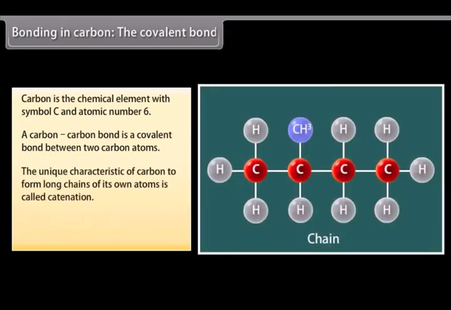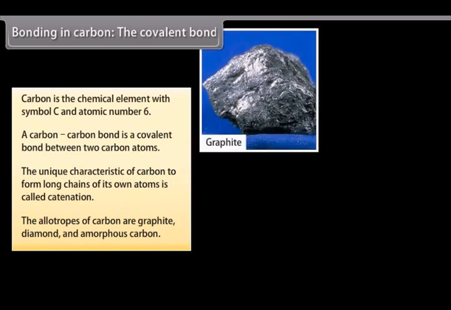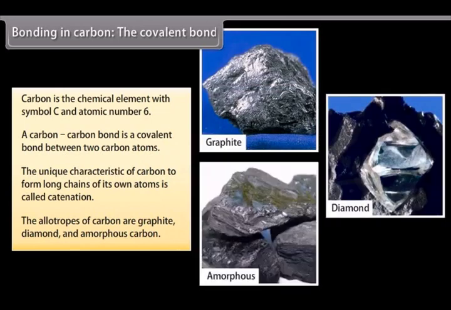Carbon also has the unique characteristic to form long chains of its own atoms. This property is called catenation. The allotropes of carbon are graphite, diamond, and amorphous carbon.